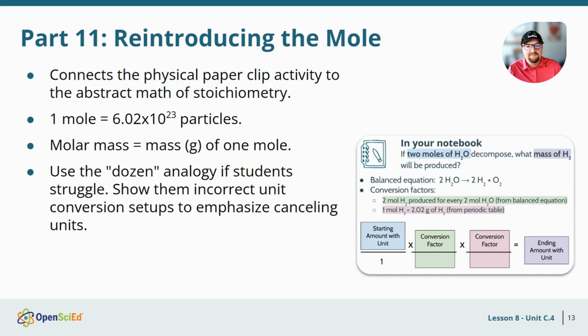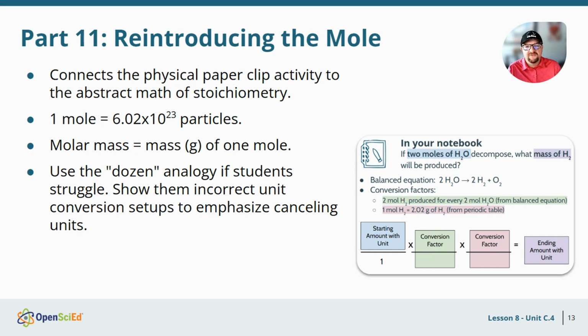In part 11, pairs of students handle sealed clear plastic bags of paper clips and staples, performing quick division and then transitioning to look at the massive numbers on the periodic table. The moment's important to our learning because it explicitly connects a tangible macroscopic activity to the abstract math of stoichiometry.